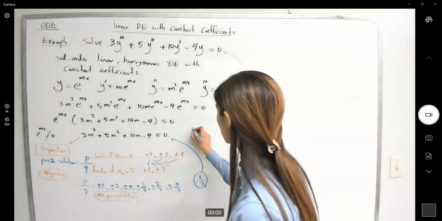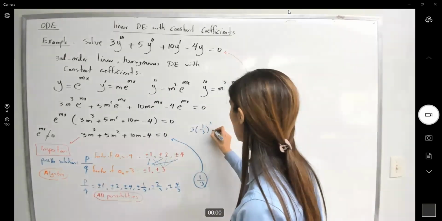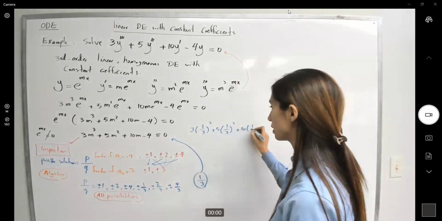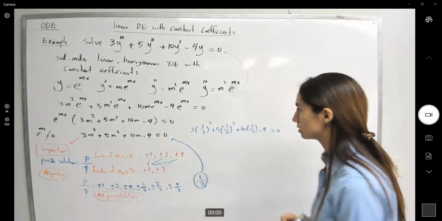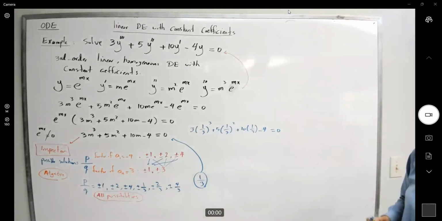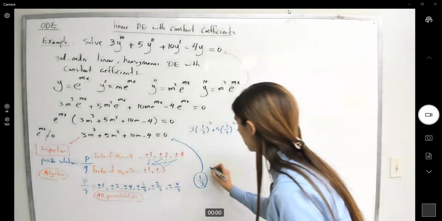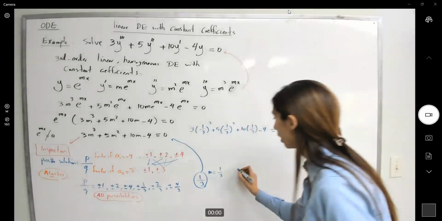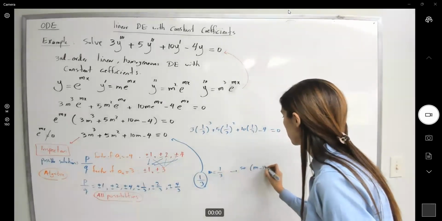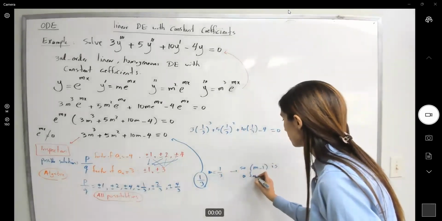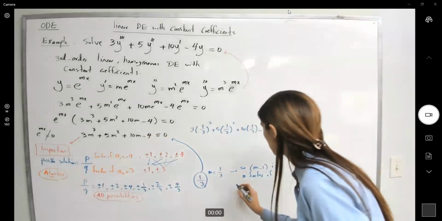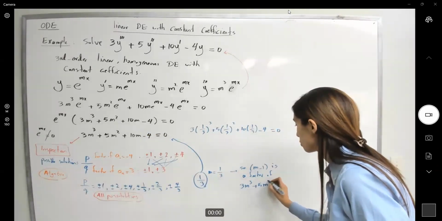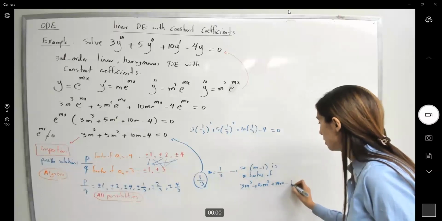Why is that? 3 times a third to the third power plus 5 times a third to the second plus 10 times a third minus 4 is 0. Okay, we found one solution: m is equal to a third. What's the meaning of that? It means that m minus a third is a factor of this expression, 3m cubed plus 5m squared plus 10m minus 4.